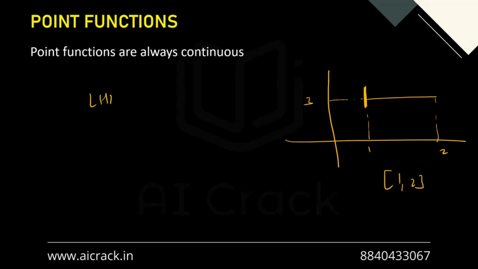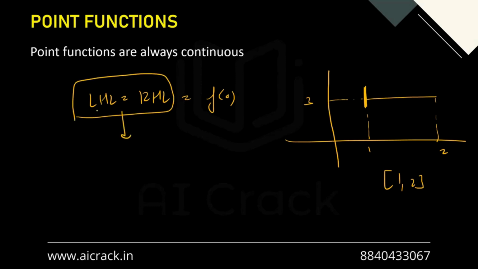So when we say LHL equals RHL equals f of a, this means that these two limits, left hand limit and right hand limit, are in the domain. We are considering these only if they exist in the domain. We're not considering them when they are not in the domain. In this case, the left hand limit is not in the domain, right? Because the function is defined from 1 to 2 only. There is nothing beyond 1 on the left hand side. So in this case, the left hand limit won't be defined. In such cases, we can simply define RHL and f of a, and if they are both equal, then we can say the function is continuous.